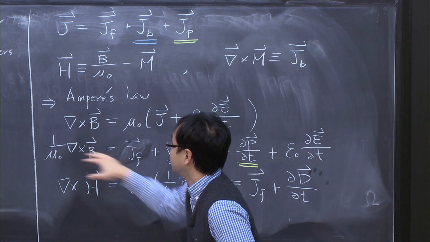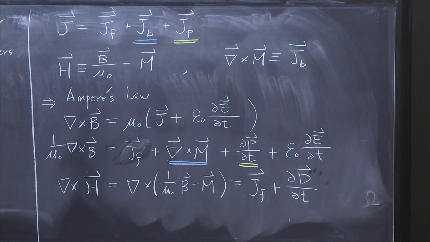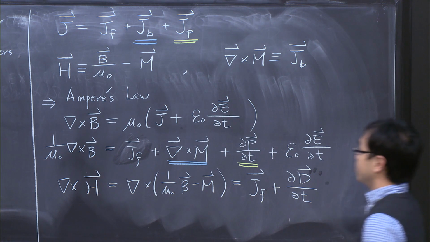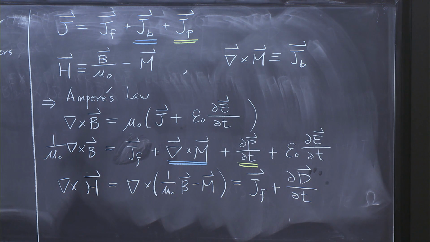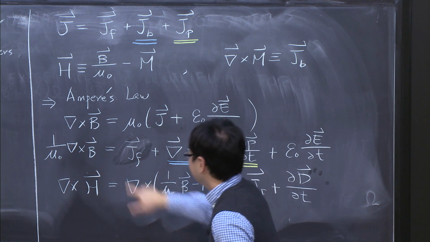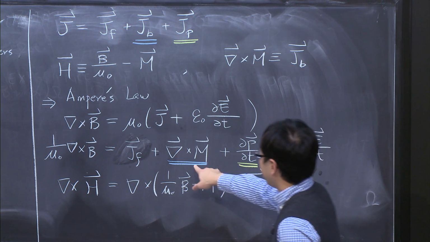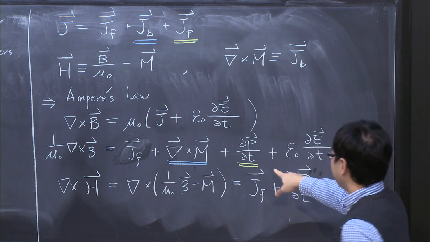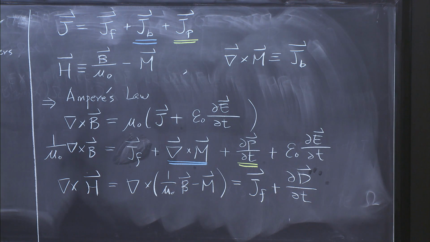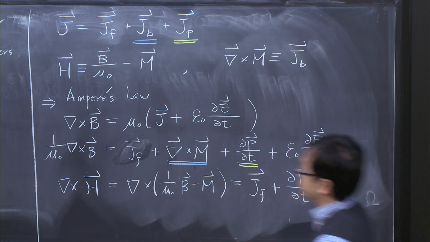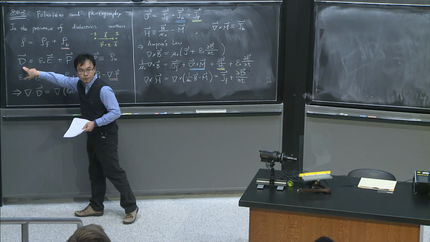If we divide both sides by mu 0, the left-hand side is 1 over mu 0 curl of B. On the right-hand side, you have the contribution of the free current, the contribution of the bound current, and the third contribution, which is related to the changing polarization. And finally, you have the term added by Maxwell, epsilon 0 partial E partial t, by using the definition which we defined here for the D displacement field.